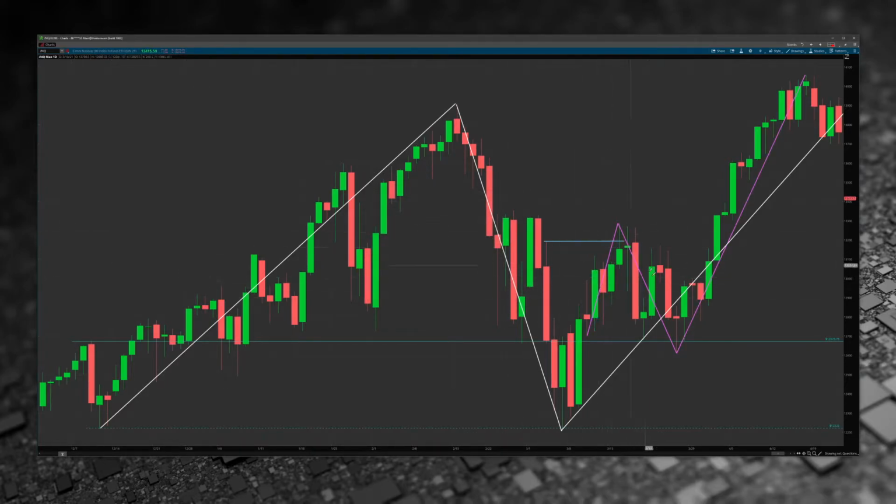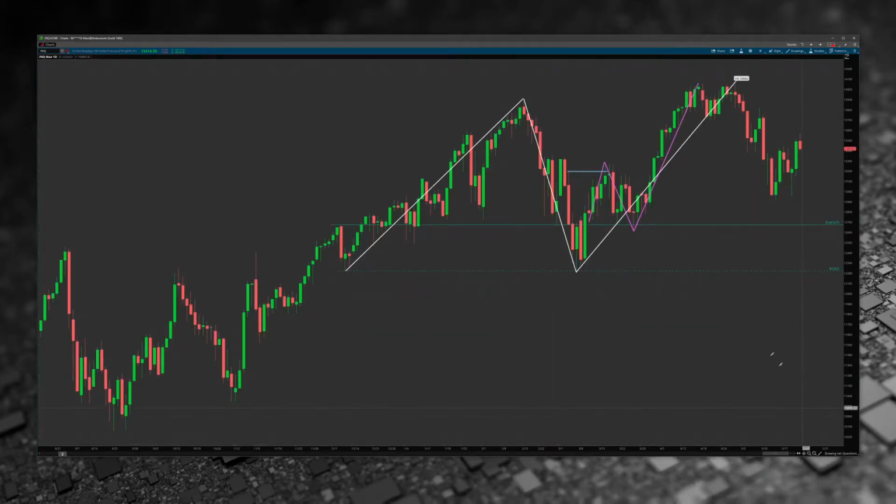Okay, so this is our immediate leg. White is our bigger leg. Now, we need to find our levels. Our levels are resistance in the up leg, so resistance in leg one. Our continuation levels after this point, after this high.